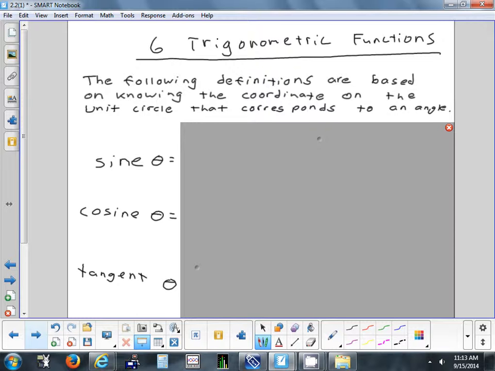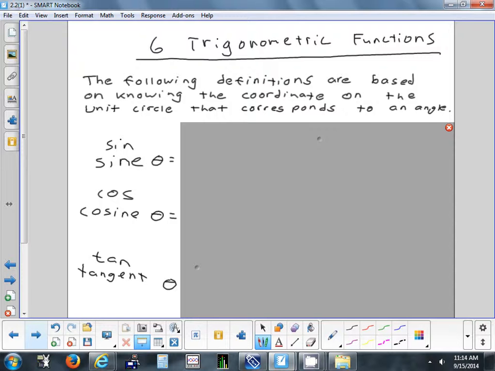And the first 3 trig functions we're going to look at are sine, cosine, and tangent. They're abbreviated SIN, that's sine, COS, that's cosine, and TAN, that's tangent. And the definitions I'm about to write down are going to have all either x's or y's or both of them, because it's all based on the coordinate that represents that angle.